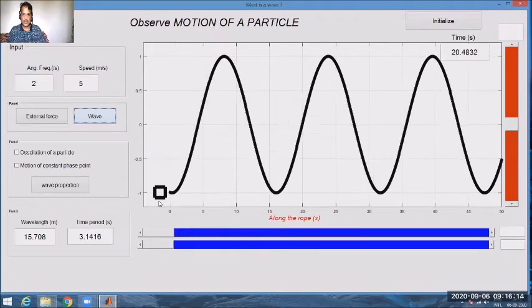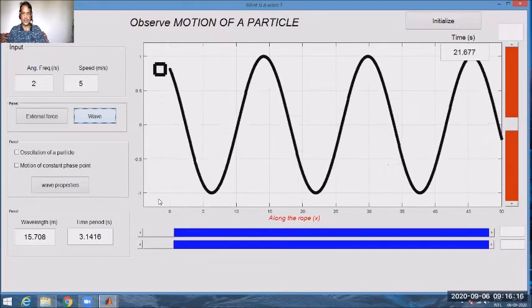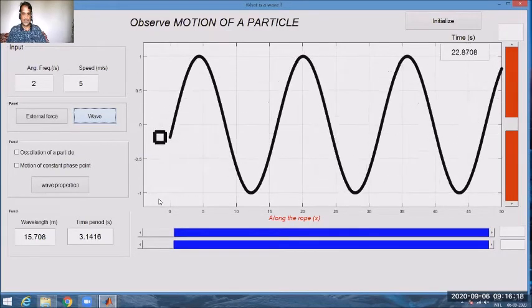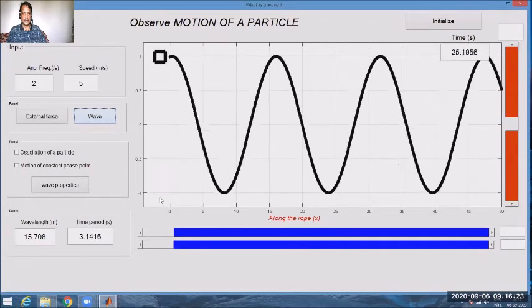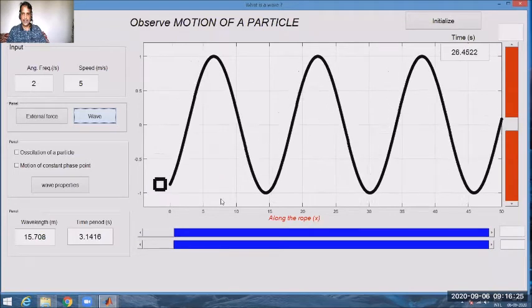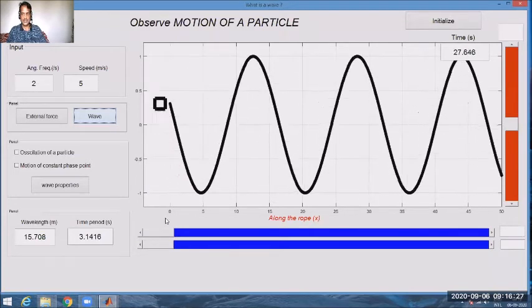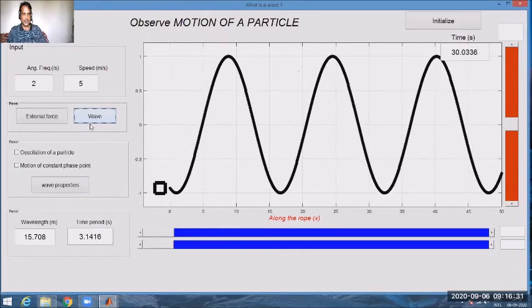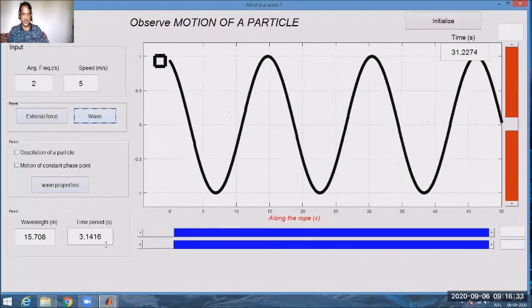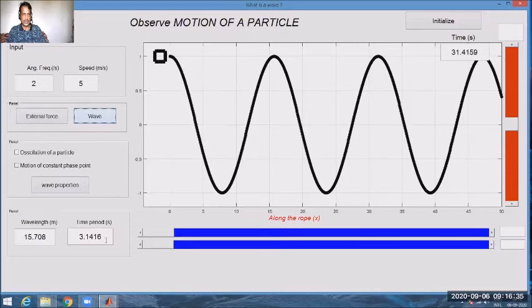When it comes to -1, it is 20.4. And when it again comes back to -1, it is 23.6. So that is one time period, about 3.14 seconds. So the time period and frequency are related. 2 pi by T is the angular frequency.